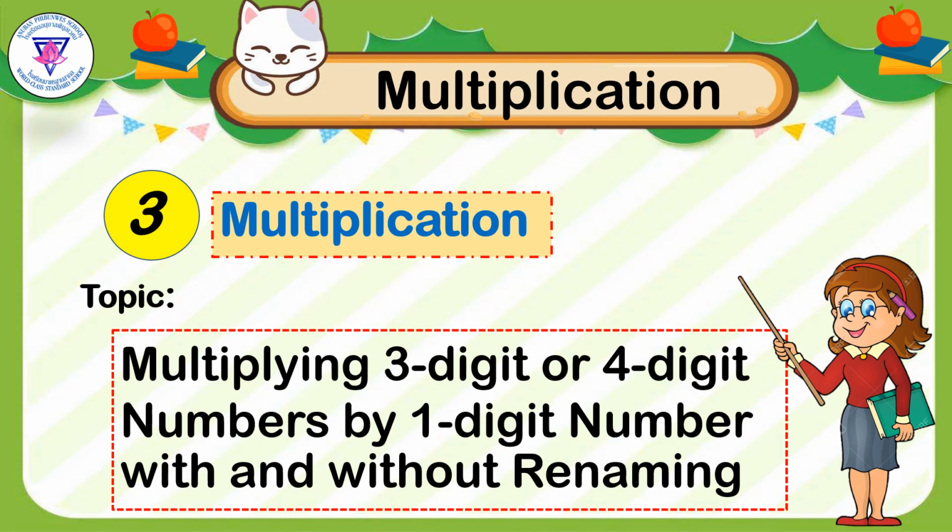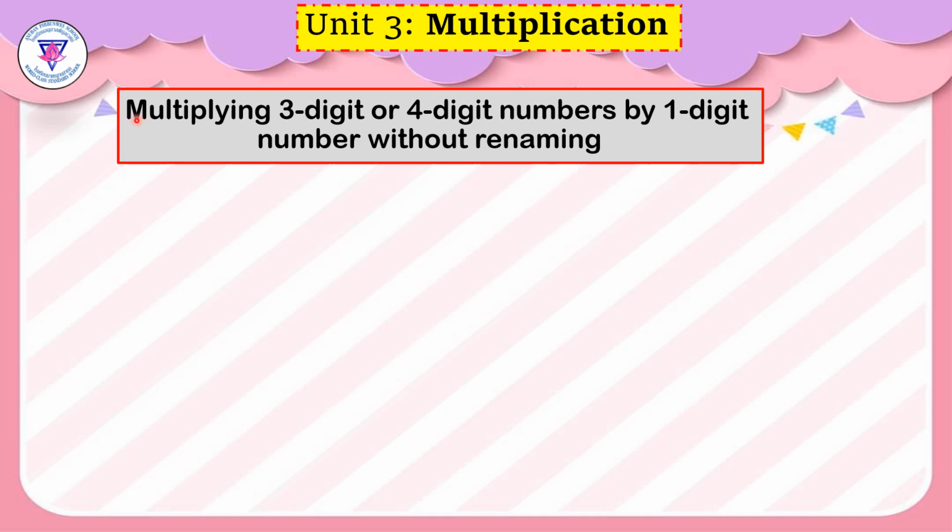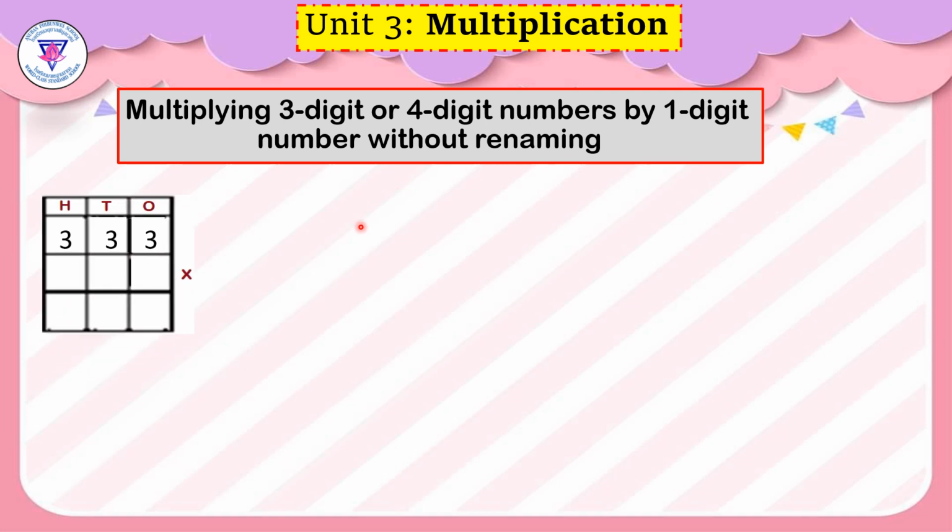So we are now on the last topic of third one, which is about multiplication. Multiplication is in unit 3, and our topic for today is multiplying 3-digit or 4-digit numbers by 1-digit numbers with and without renaming. Let's do first multiplying 3-digit or 4-digit numbers by a 1-digit number without renaming. So here is the first example.